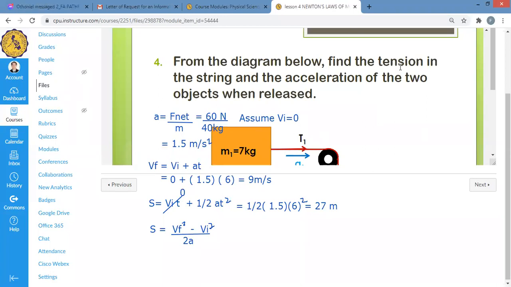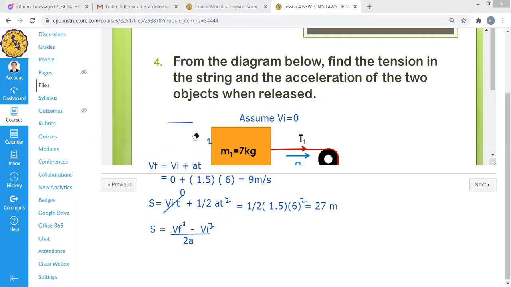So from the diagram below, find the tension in the string. Tension is a kind of force that is pulling the object. That's another word for pulling the object. If you push or press the body, that's compression. But if you stretch, that's what we call tension or tensile force. So it's always outward. The direction of tension indicated by letter T is always outward.